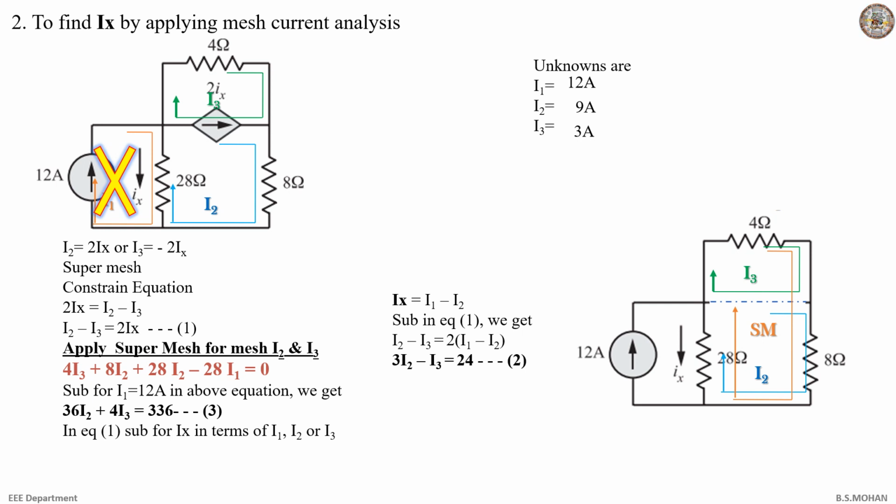Now, how do we find Ix? As shown in the equation, Ix is equal to I1 minus I2. Substitute those two, and you'll get the answer Ix is equal to 3 amperes. So that's how we solve using super mesh. What was this problem? Was it a normal mesh or super mesh? This problem was with respect to super mesh.